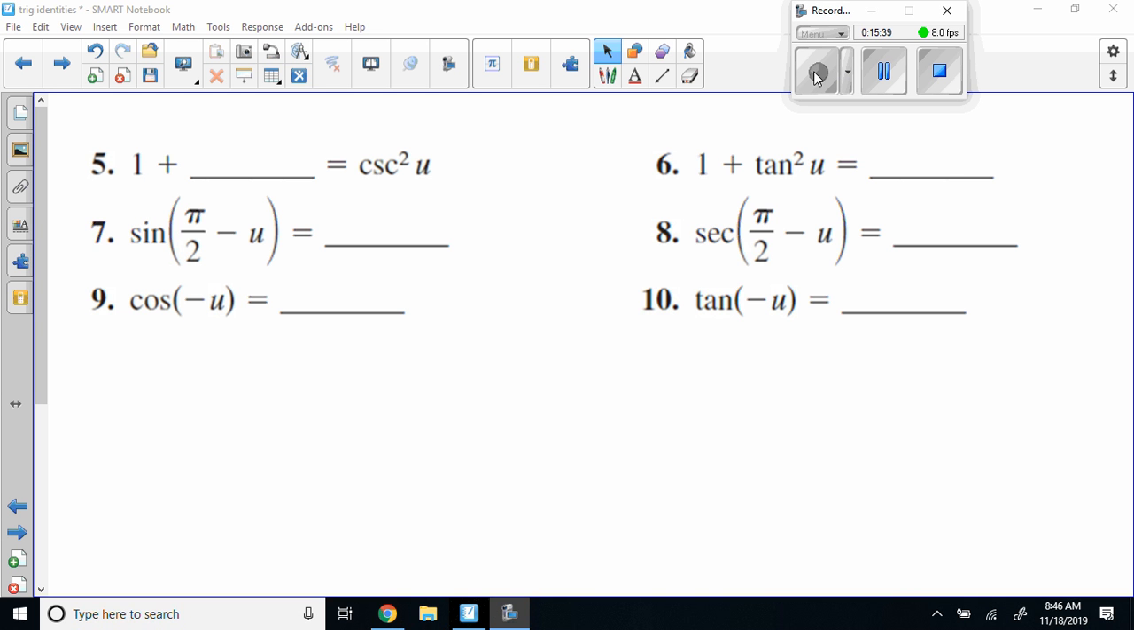All right, ladies and gentlemen. 1 plus what is cosecant squared u? What is it? It ain't cot. It's cotangent. Please don't say cot.